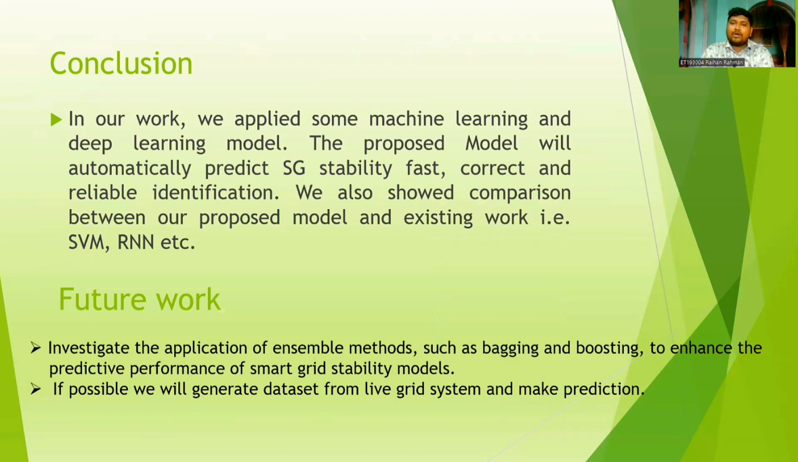Conclusion. In our work, we applied some machine learning and deep learning models. The proposed model will automatically predict smart grid stability fast and correctly. We also showed the comparison of our model with some existing work. In future, we will try to use ensemble learning, such as bagging and boosting, to enhance the model's performance. If possible, we will generate the dataset from a live grid system and make predictions that will make it a more real-life problem.